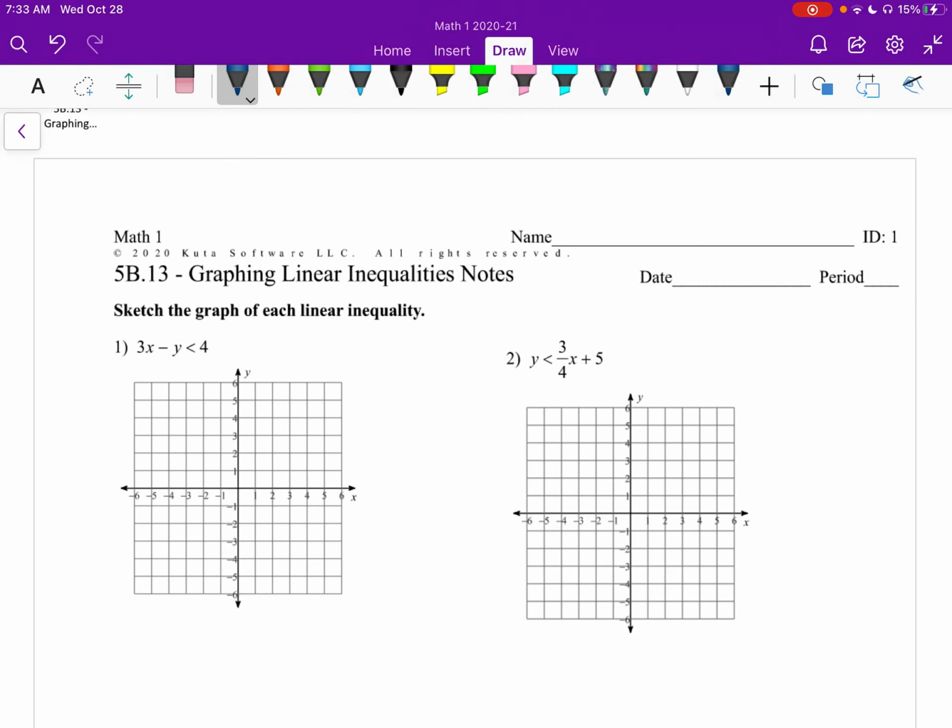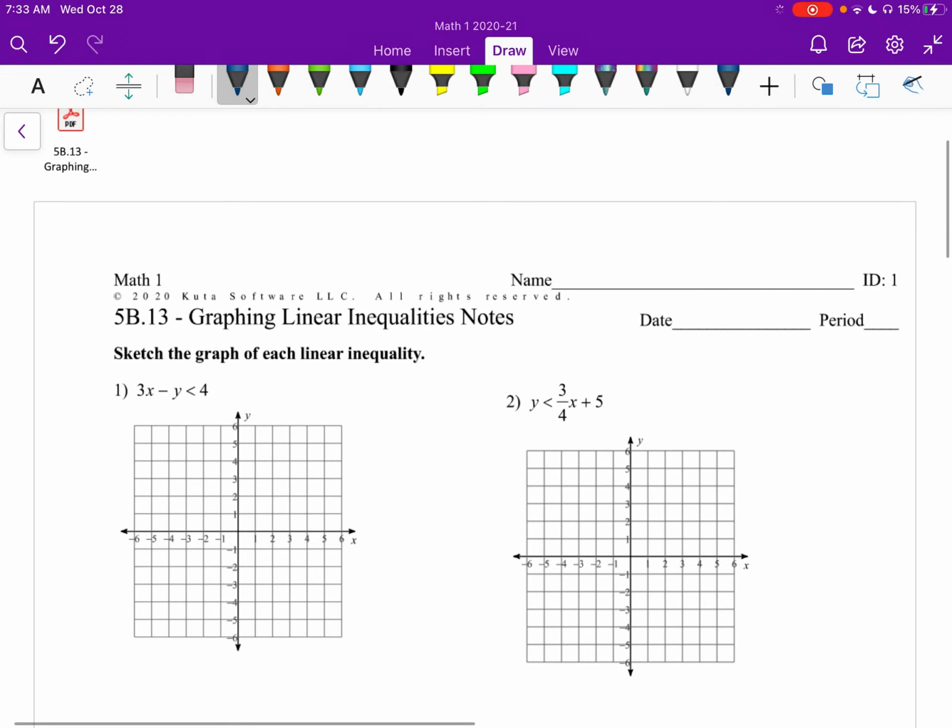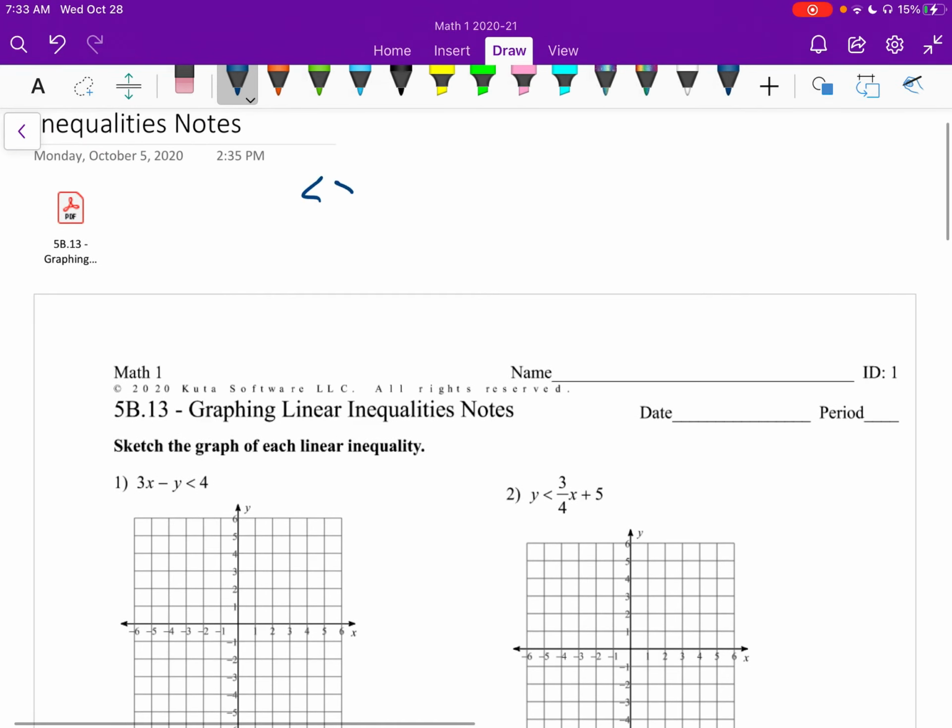All right, Math 1, graphing linear inequalities. So let's review what an inequality is. It's something that has a less than or a greater than sign, or it could have a less than or equal sign or a greater than or equal sign.